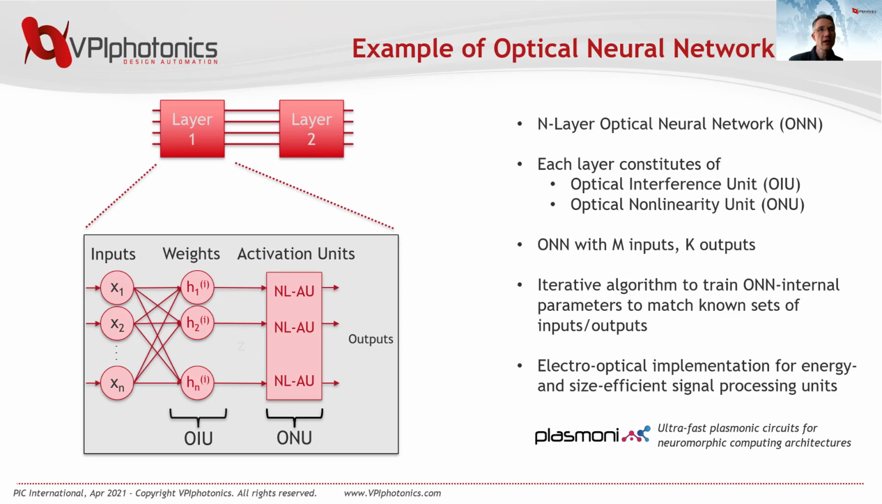Now, let's come to a more complex example design based on an optical neural network structure. An ONN consists of several layers that are connected with each other, forming a programmable structure with M inputs and N outputs. Each of such ONN layers consists of an optical interference unit and an optical nonlinearity unit. The internal parameters of the ONN are typically obtained by using an iterative algorithm that tries to match a known set of input and output values. Electro-optical implementations of such signal processing units are of interest for the community for an energy and size-efficient realization.